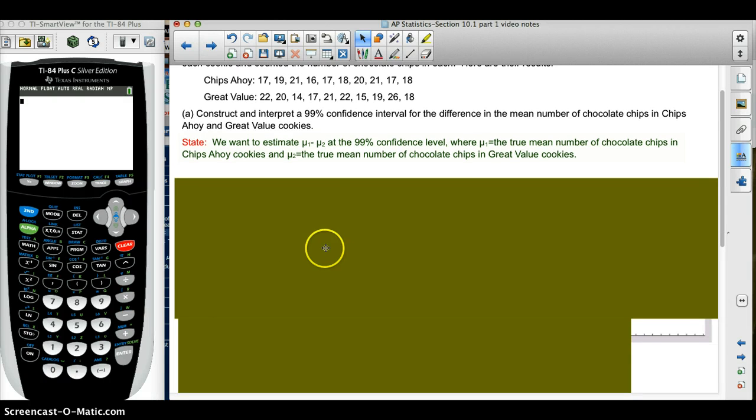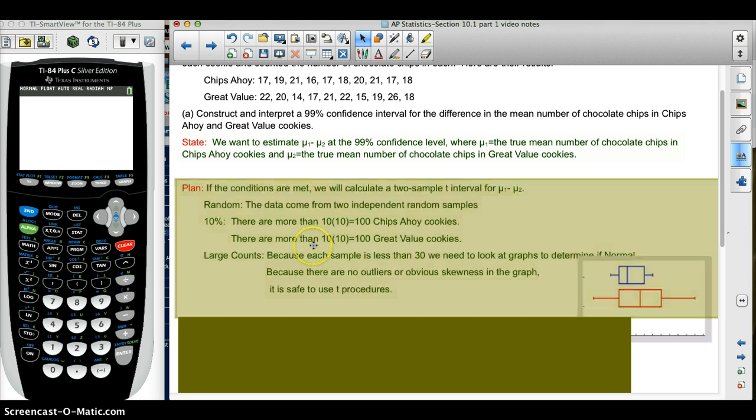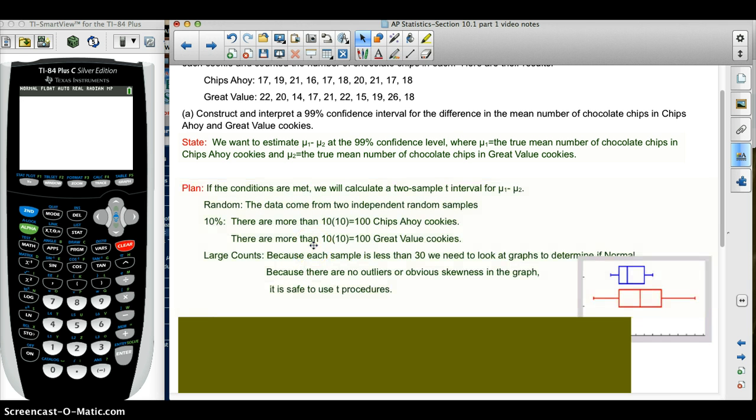Okay, so then we have to get into our plan. Now plan, remember, that's where you're going to tell them what you're doing. So are you doing an interval, or are you doing a test, and then that you're meeting conditions. So if the conditions are met, we will calculate a two-sample t interval for mu1 minus mu2. Random: the data come from two independent random samples. The 10% condition is met for both. And for the large counts, because each sample was 10, we actually have to look at the graph to determine if it's normal.